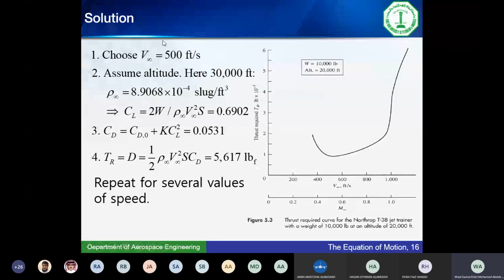We will apply the procedure. We will use one value, any value. I can start with the 400 or the 500. Here is just an example of one value. Altitude, 30,000 feet, here it's specified. Density at the altitude, where do you get the density? From the appendix. Appendix of standard atmosphere that you have in your textbook.